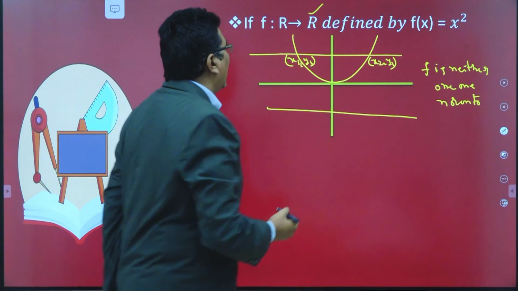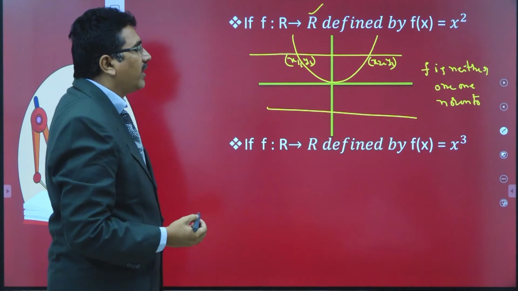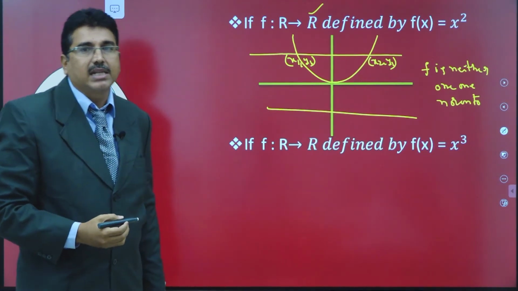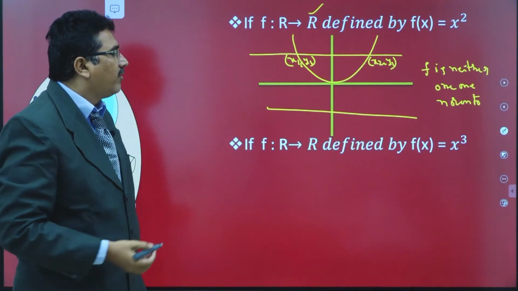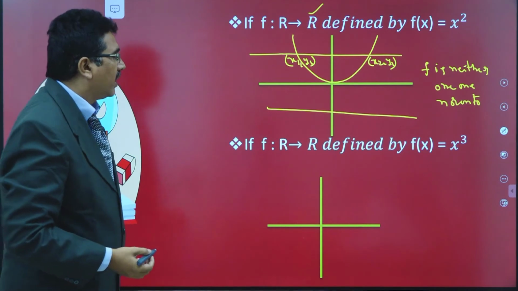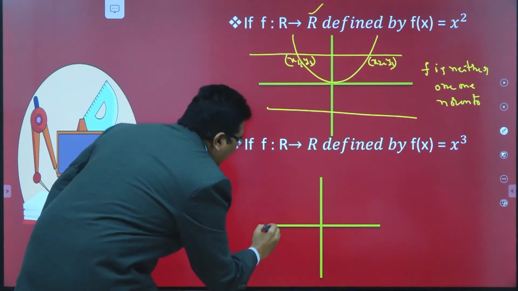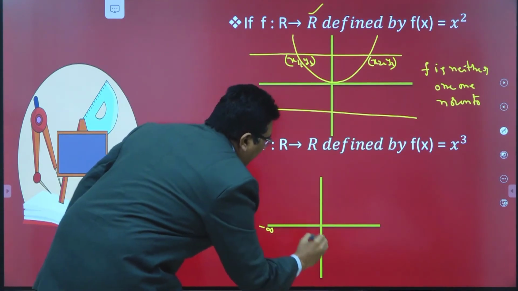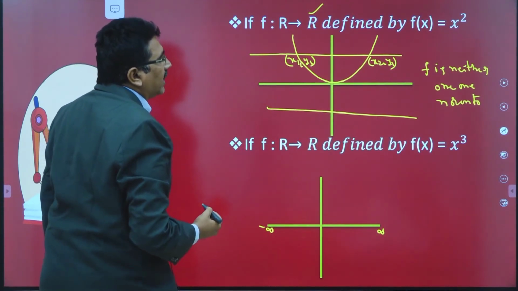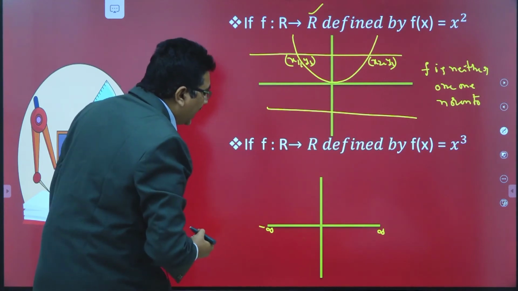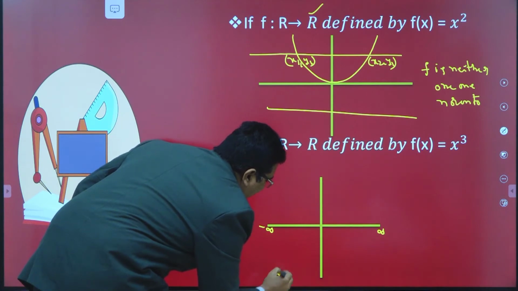Now f mapping from R to R defined by f of x equal to x cube. This is also a polynomial of third degree. Now what is the graph of this function? As x tending to minus infinity, f of x tending to minus infinity.